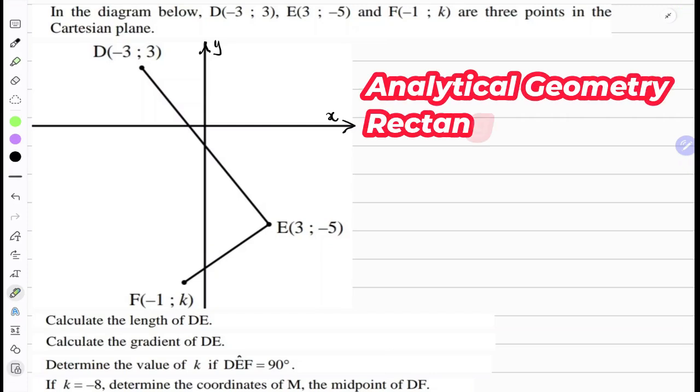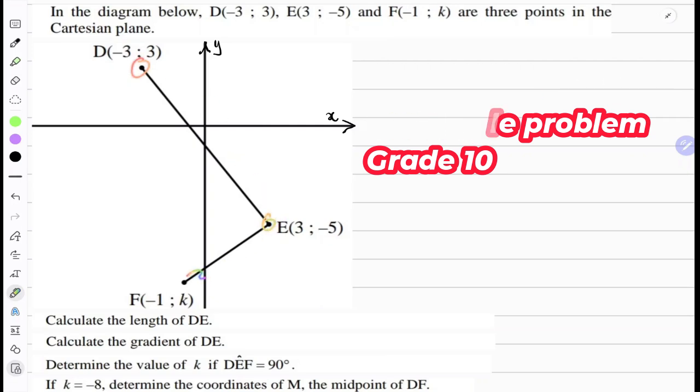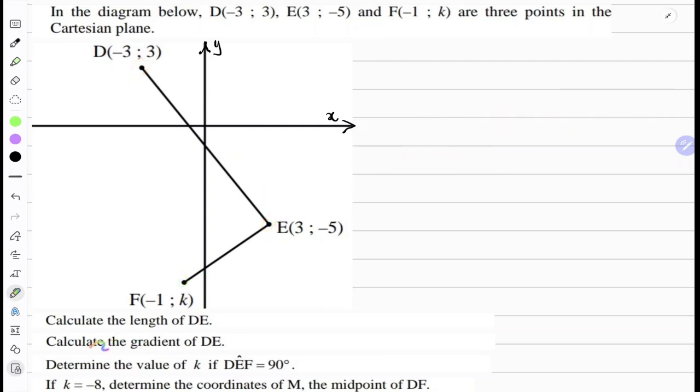So let's do this analytical problem together. It says in the diagram below, D, E and F are 3 points on the Cartesian plane. So we are given these 3 points D, E and F. So let's go through the questions.